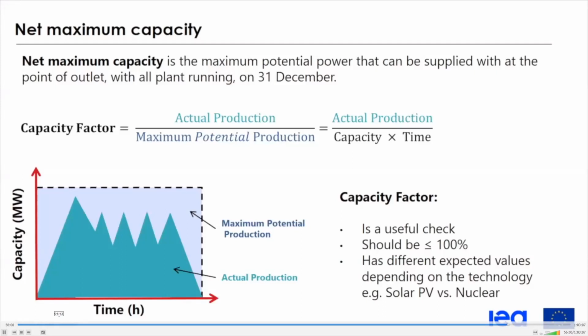Again, this value should always be less than 100%, except if there were plant closures near the end of the year, in which case the figure may be distorted. And there are different expected values depending on the technology. For instance, nuclear plants are expensive to build and therefore are typically run as much as possible, whereas solar PV, which does not run at night and is both weather and location dependent, will have lower capacity factors. So, as statisticians, we can use both historical and expected capacity factors as a check in our data.